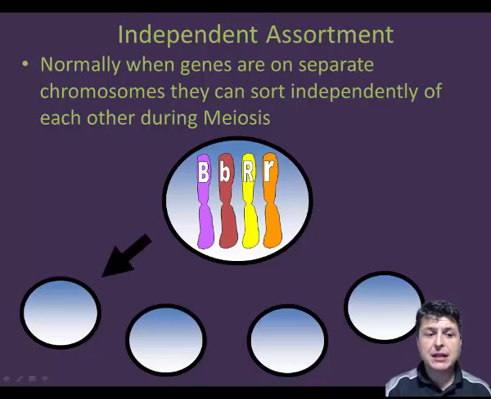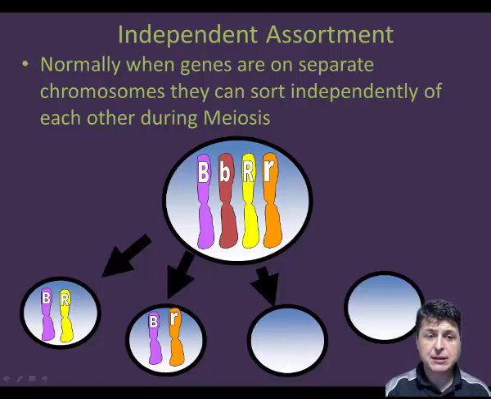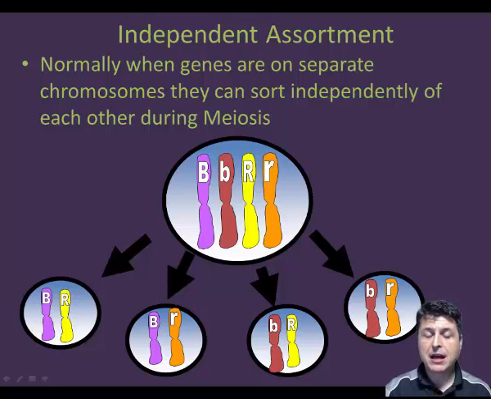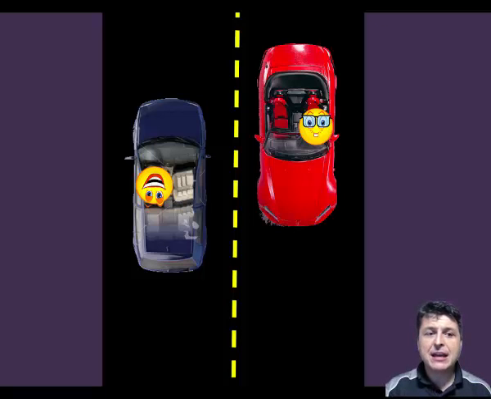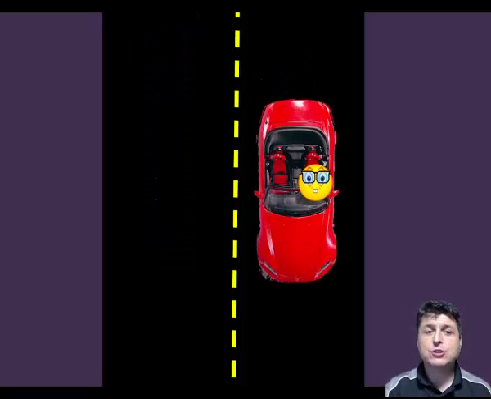The dominant B allele can sort independently of the R alleles, so we can get the capital B with the capital R, or we could have our capital B with a lowercase r. The recessive B allele similarly can sort independently and go with our dominant R trait, or it could go with the recessive R trait, allowing for 4 different combinations in our gametes. It's kind of like if 2 individuals are traveling in separate cars. Because they're in separate cars, they can go in separate directions. They can sort independently of each other.